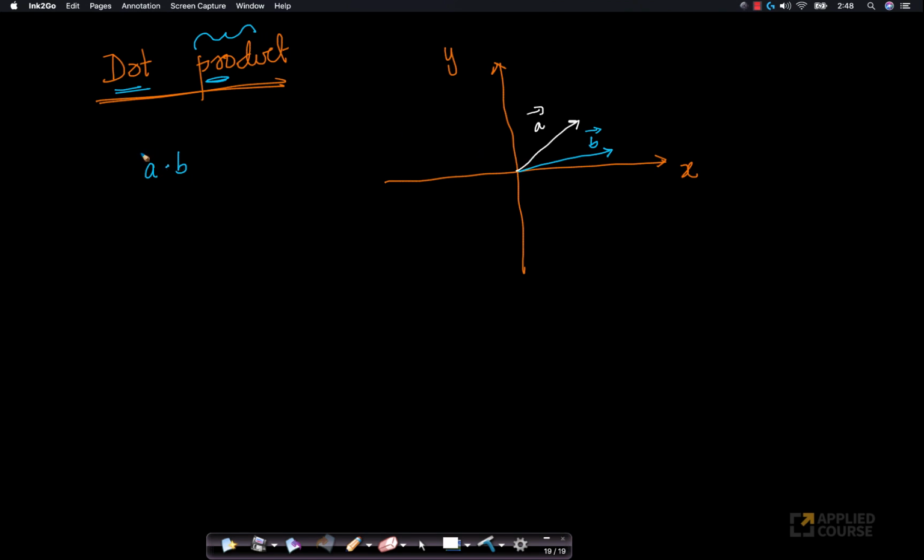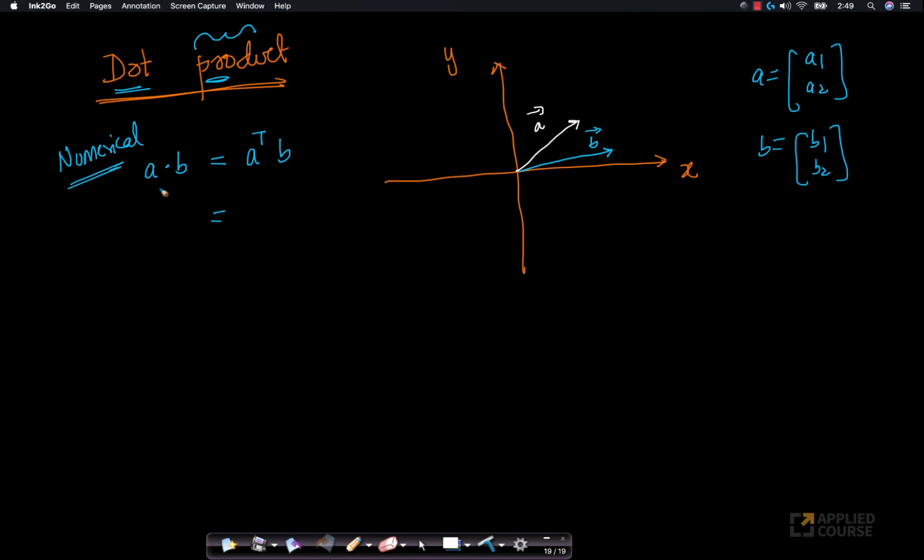Here I'm skipping drawing the arrows because it is implicitly clear that A and B are vectors. So now let's assume A is equal to A1, A2, and B is equal to B1, B2. Let's learn the numerical part of it. The dot product between A and B is written as A transpose multiplied by B. First let's learn the numerical aspect. I'll also tell you the geometrical interpretation of the dot product in a while.